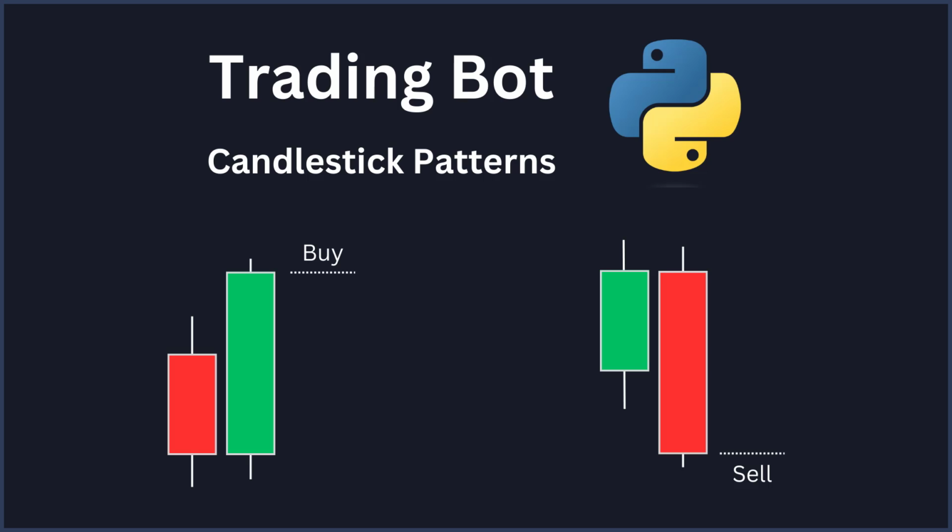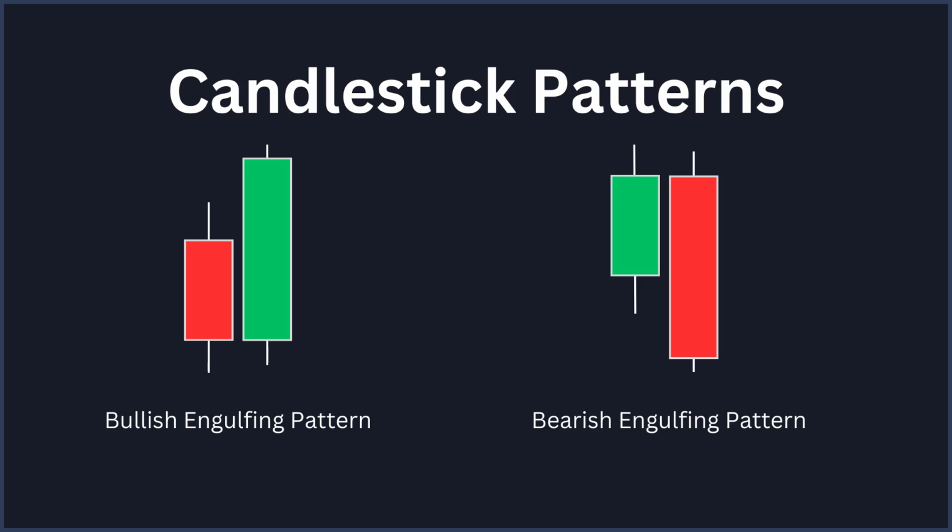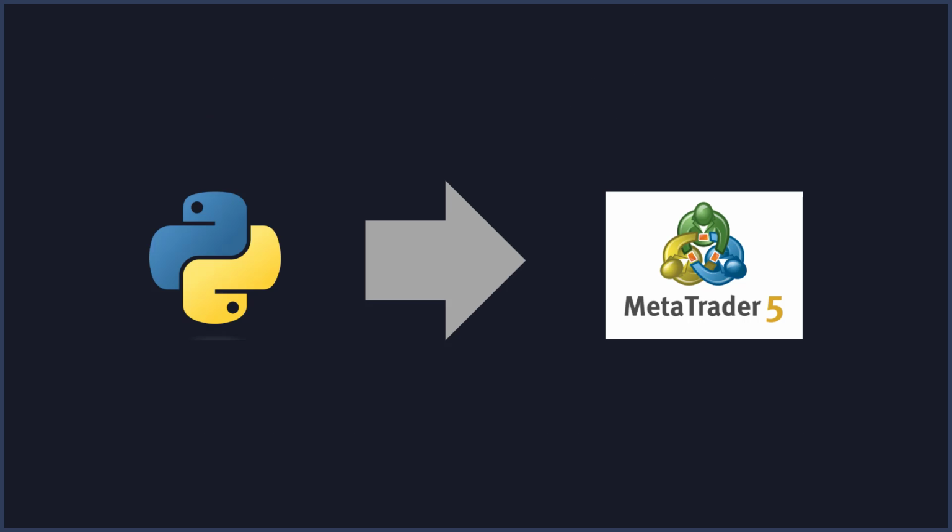Hi everyone, today we will have a look at candlestick patterns, how we can recognize them with Python, and then we will code a trading bot. In this video we will cover two patterns. The first one is the hammer pattern, which is defined with a very long tail and short body, and the second one would be the bullish and bearish engulfing pattern. So our plan by the end of the video is to code a trading bot in Python that is able to send trades to MT5 and that is able to recognize these patterns that we've mentioned.